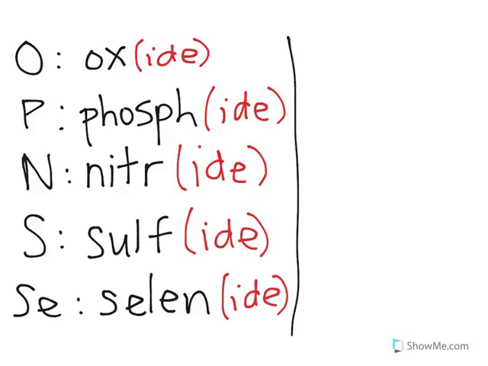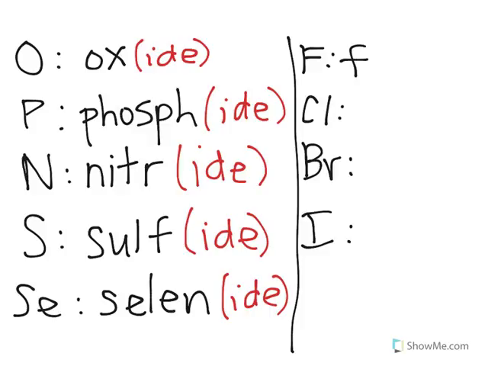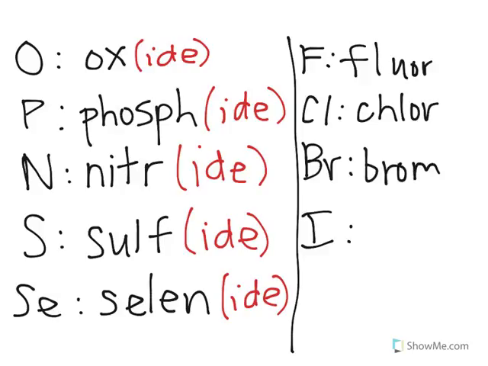The rest of them, fluorine, chlorine, bromine, and iodine, just take off the INE and add IDE. So this is fluor, chlorine is chlor, bromine is brom, and iodine is iod. And then of course the IDE.